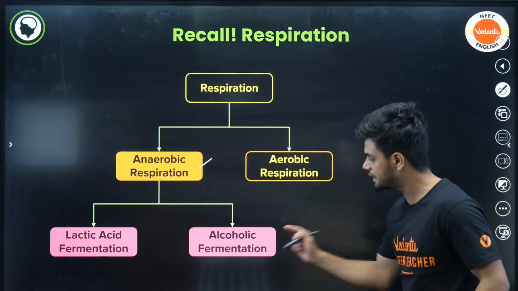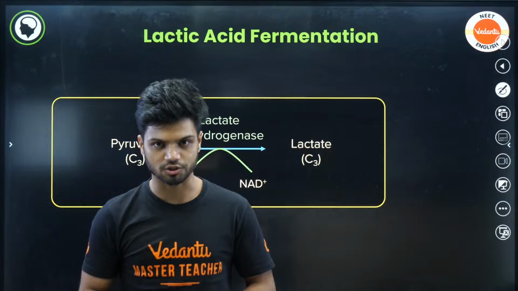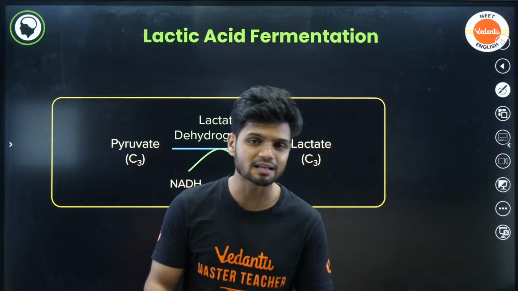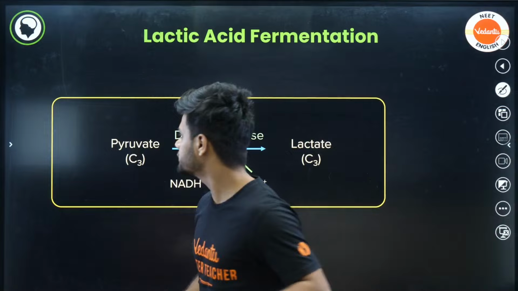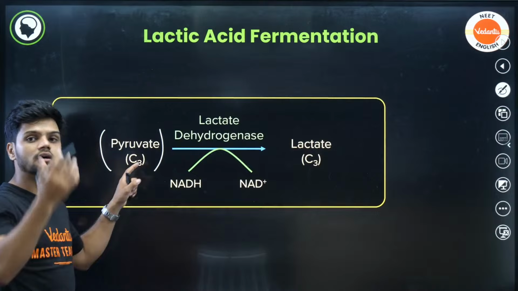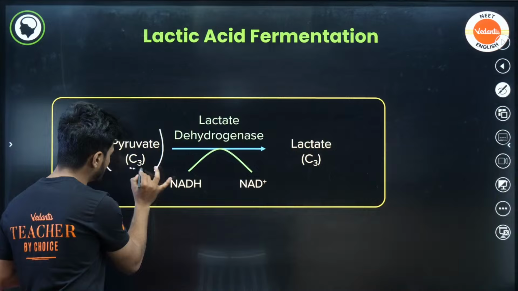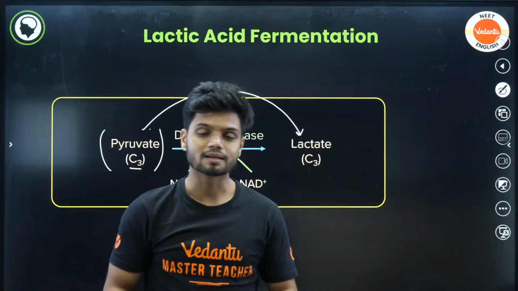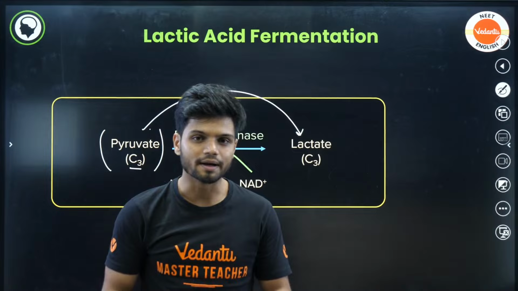Now let's understand lactic acid fermentation. The first point I told you: lactic acid fermentation takes place in the muscle cells, and in lactic acid bacteria. Now students, remember this one point. I want you to focus on one particular point here. The pyruvate which we have here comes from your glycolysis. This pyruvate is 3 carbon. This pyruvate is reduced to your lactic acid or lactate.